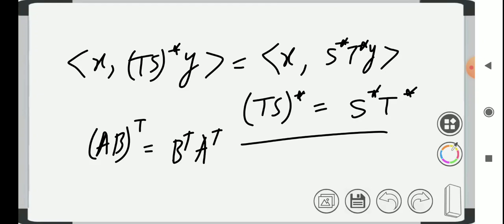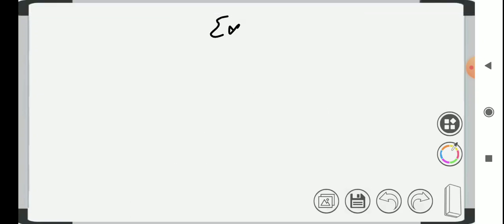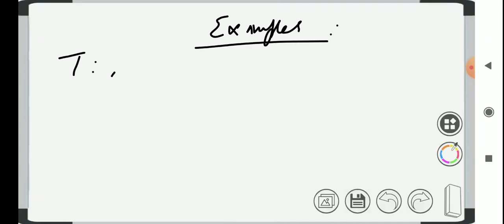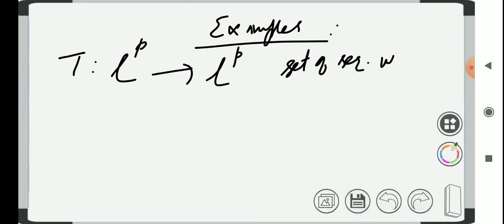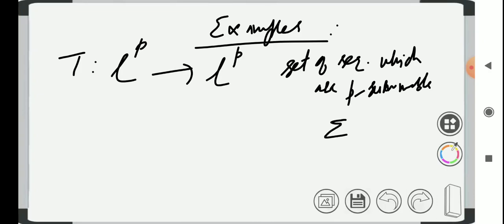Now let us provide some examples of Hilbert adjoint operator. First let us define an operator T on lp into lp, where lp is the set of sequences which are p-summable. P-summable simply means you take their components xi, take the modulus and the pth power individually, and then sum them from 1 to infinity. This should be finite. This is the definition of p-summable.